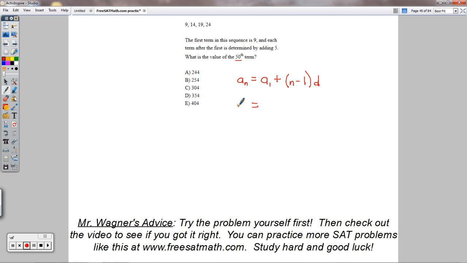So we're looking for the 50th term, though. The 50th term in this arithmetic sequence is going to be the first term, 9, plus 50 minus 1, meaning we're adding 49 D's. 49 D's, D is that 5. It's that common difference. So if I take 9 plus 49 times 5, I get 9 plus 245.